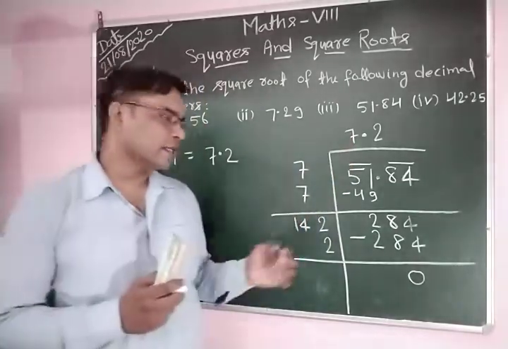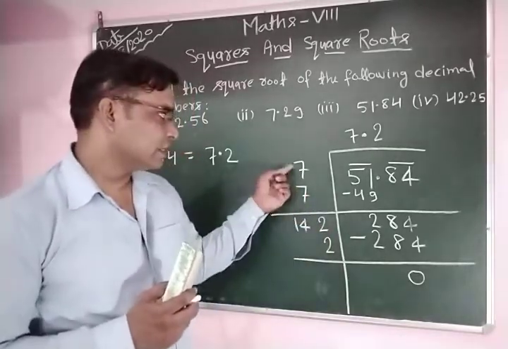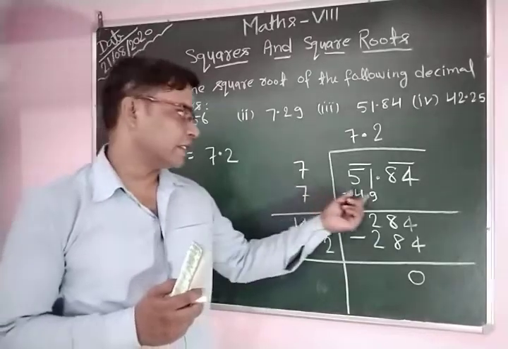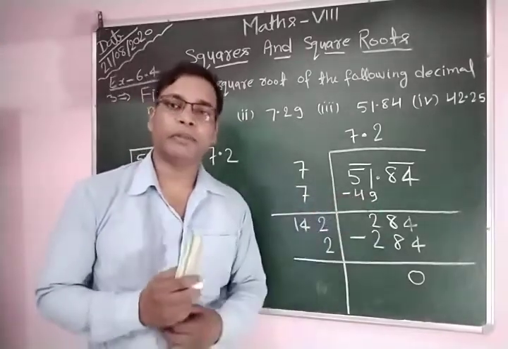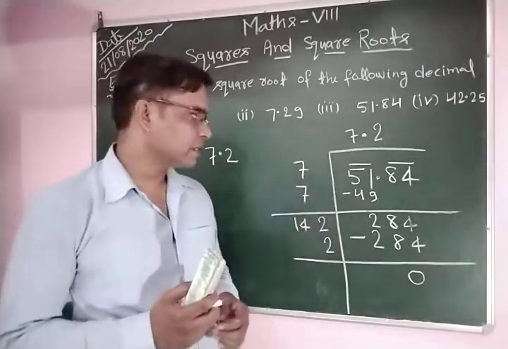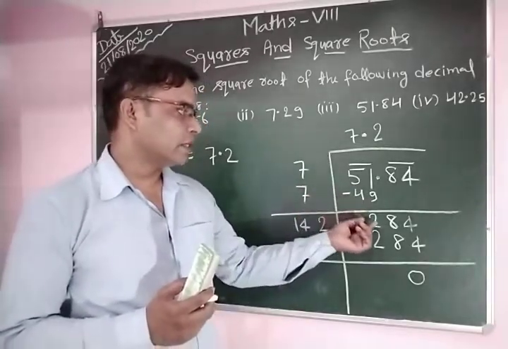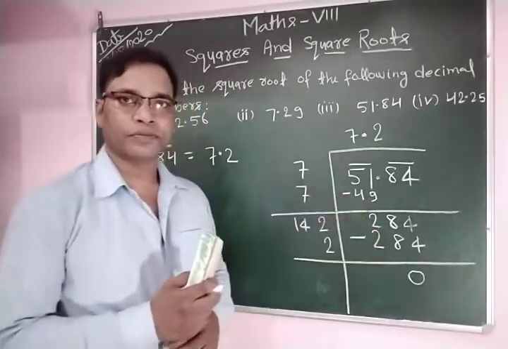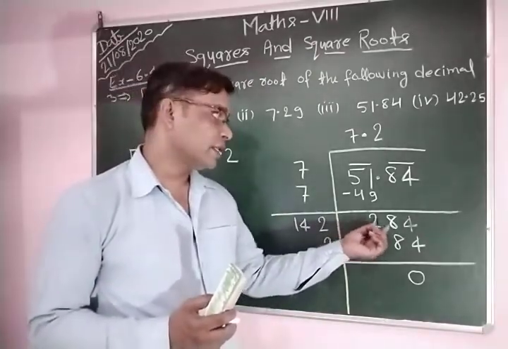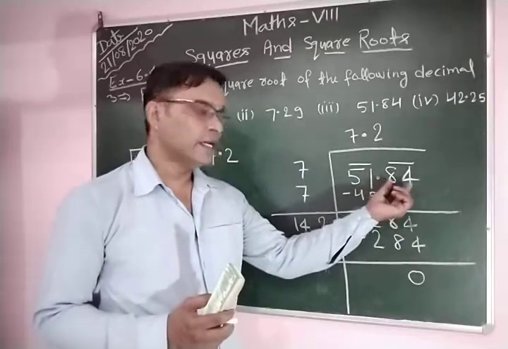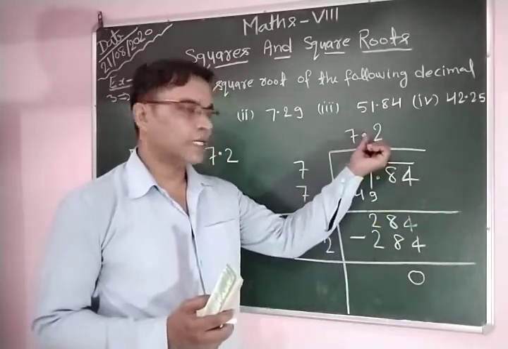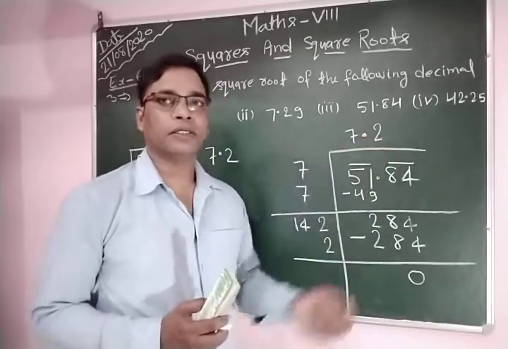Okay, and again we write 7 below this divisor and multiply this 7 by this 7 and write here 7 into 7, 49. After this we subtract 49 from 51. So you can see we get remainder 2. Clear? We get a remainder 2, and after this we bring down the next pair, which is the decimal pair. So first we will write the decimal point at the top of the quotient after 7.